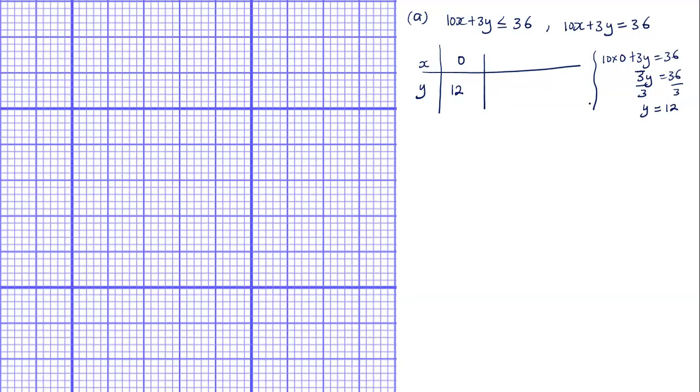Then I ask myself, what about when y is equal to 0? So when y is 0, I'll have 10x plus 3 times 0 is equal to 36. This will give me 10x is equal to 36. Divide by 10, divide by 10. So my x will equal 3.6. So when y is 0, here you have 3.6.